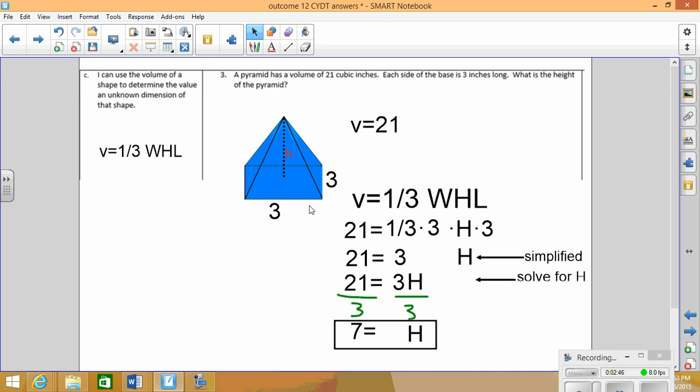We know that the bases are both 3, but we're looking for this height. So I'm just going to plug in these 3's where the width is, where the length is, and I'm leaving h because we don't know what it is. You simplify this down when you multiply 1/3 times 3, that's 1, and 1 times 3 is 3. So now we have 21 is equal to 3h, and then you solve for h by dividing both sides by 3. So our height should be 7.